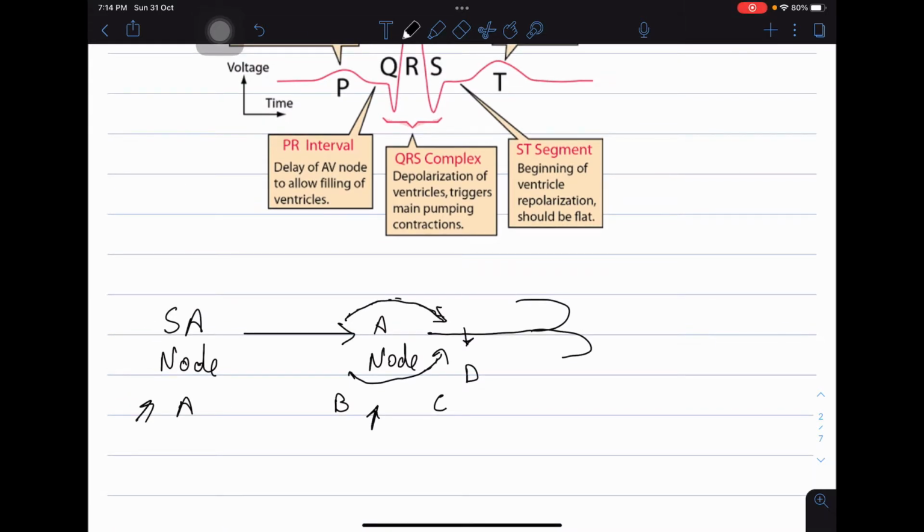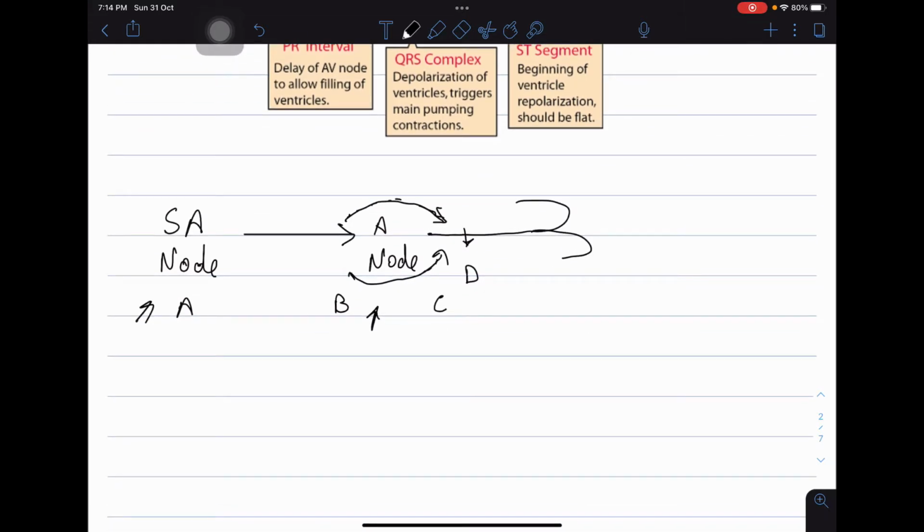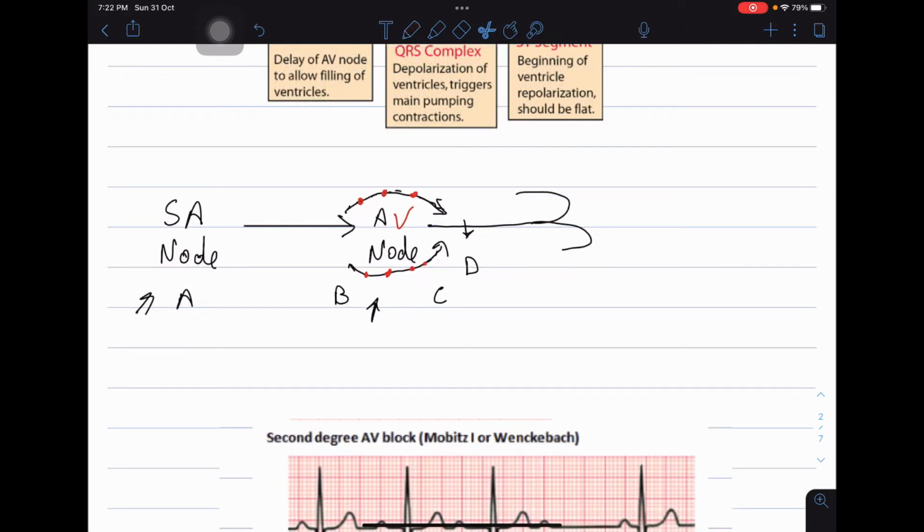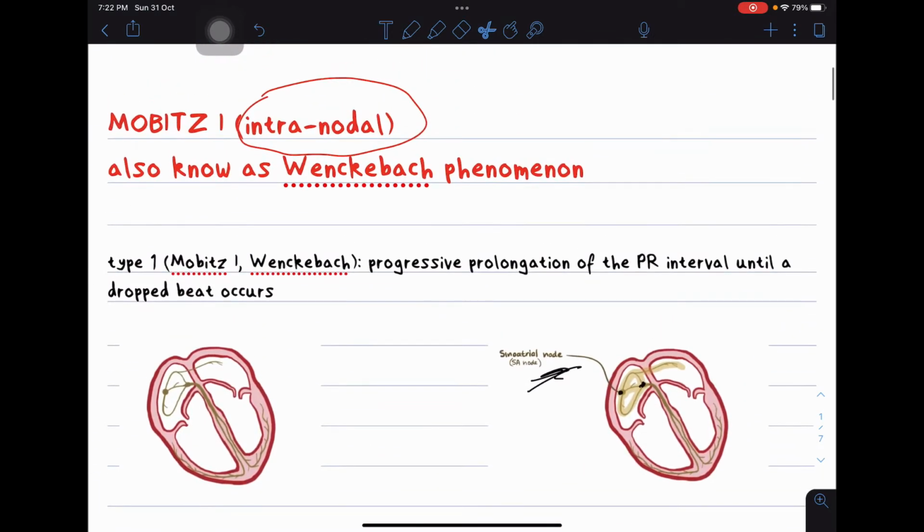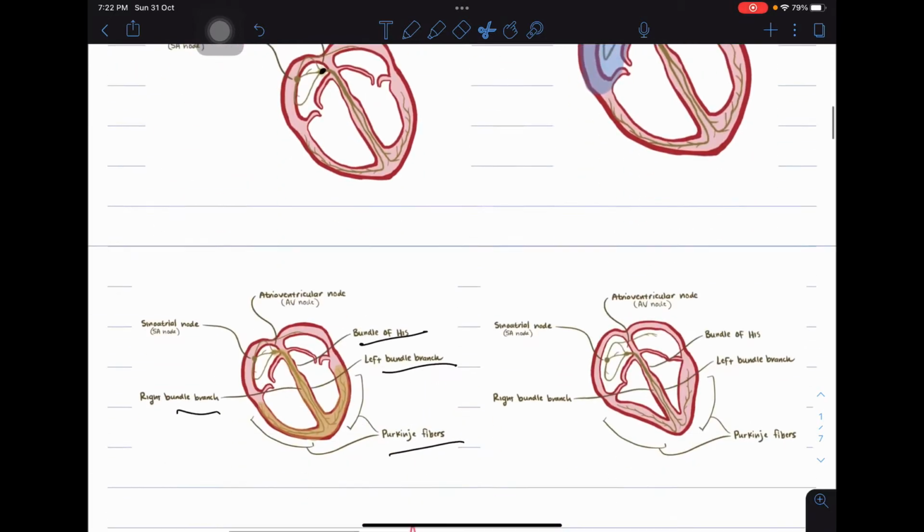So the problem is not in the SA node, not in the conduction here. The problem is within the AV node. There are lesions here in the AV node. Normally the AV node has a pause or delay of 0.1 second, but in this case there is even more delay for the electrical activity to pass through the AV node. So the problem is within the AV node. That's why it is also known as intranodal.